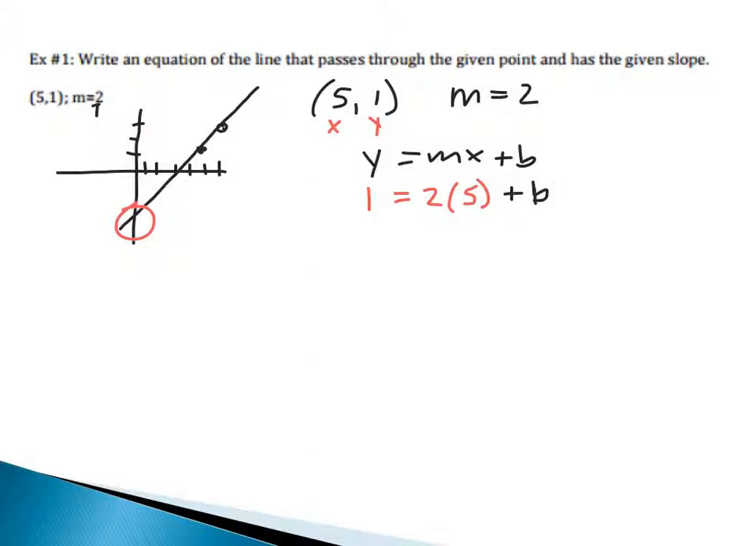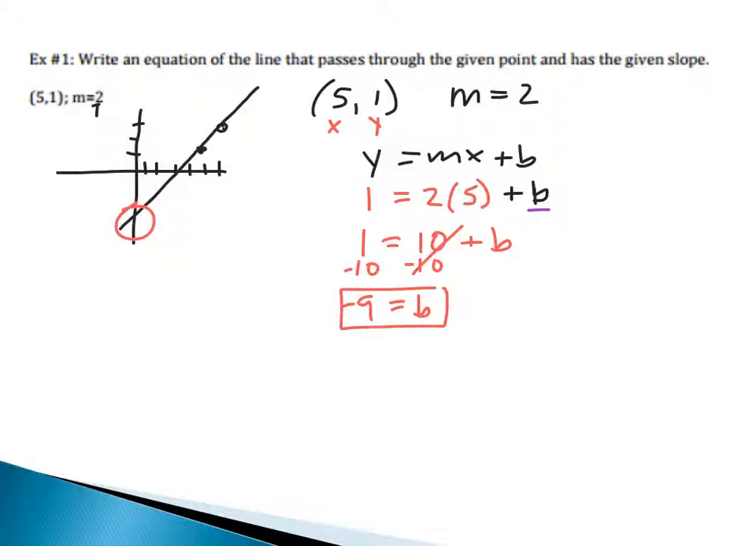And now notice b is the only thing I don't know, which means I can solve for it. So I'm going to go ahead and solve for b. How do I do that? Well, I'm going to say 1 is equal to 2 times 5, which is 10, plus b. I'd have to subtract 10 from that side, bring it over here, and I know that b is going to equal -9. 1 minus 10 is -9. I now know what b is.